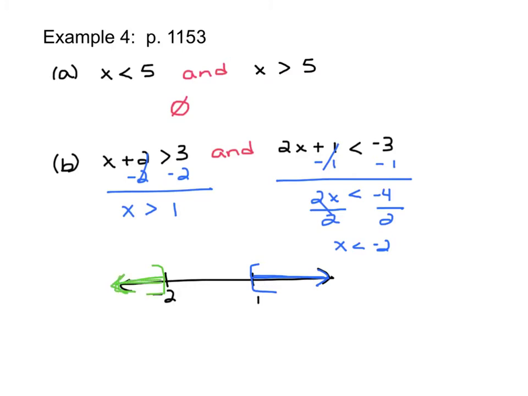So remember, it's an AND question. I want something that fits both. Well, looking at the graph, you can see that they don't overlap ever. If something's greater than 1, it's never going to be less than negative 2 also. So again, this is going to be the empty set.